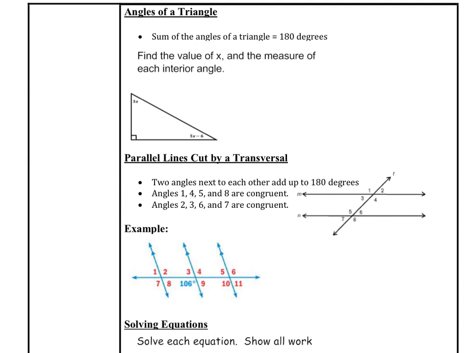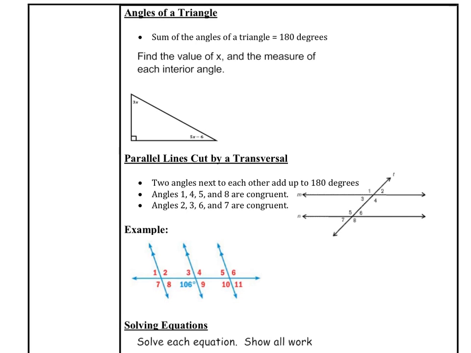Next, we'll talk about angles of a triangle. There are 3 angles in a triangle, obviously. Those 3 angles should add up to be 180 degrees. So for this first example, we're going to find the value of x and the measure of each interior angle. So I have 3x in that top corner, 5x minus 6 in the bottom right, and then this square in the corner means that this one is 90 degrees.